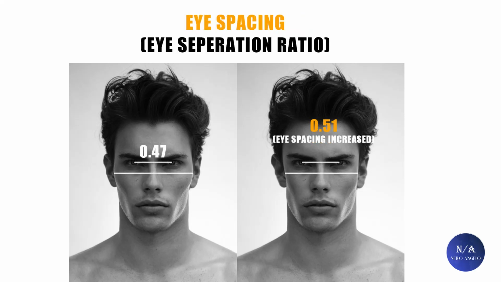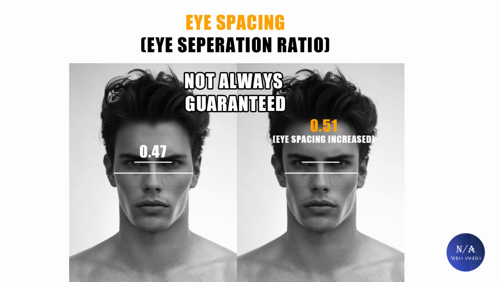The next thing your zygomatic bone affects is the perception of your eye spacing. We get the eye separation ratio by dividing the interpupillary width by the bizygomatic width. Increasing the cheekbone width will in most cases result in closer-set eyes, while decreasing it will result in wider-set eyes. Keep in mind this is not always guaranteed, because we have to factor in interpupillary width as well.